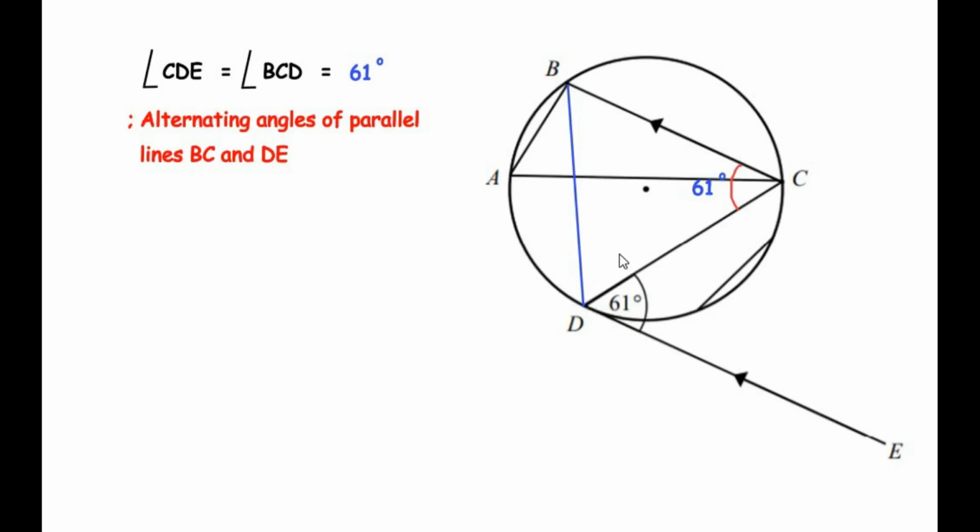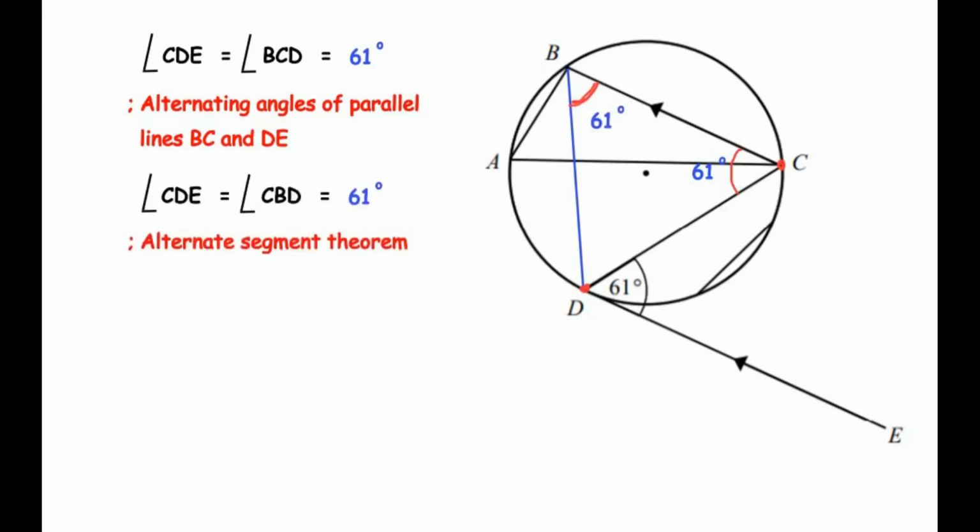So the same chord is making an angle in the major segment at point B. So these are the 2 points through which we are going to make an angle at point B. So this angle is also going to be 61 degrees. That is by using the alternate segment theorem. So here we have written angle CDE is equal to angle CBD is equal to 61 degrees. That is by using alternate segment theorem.